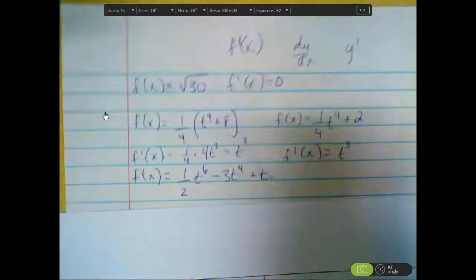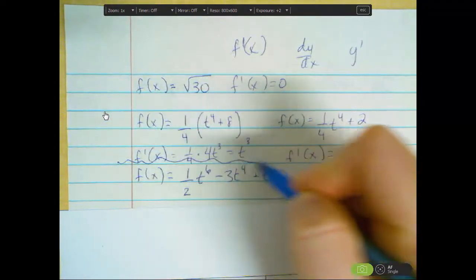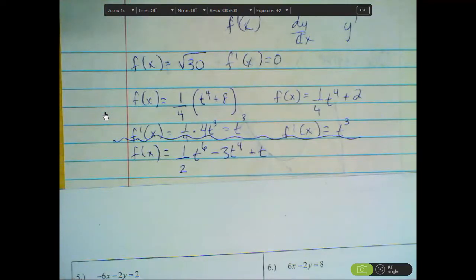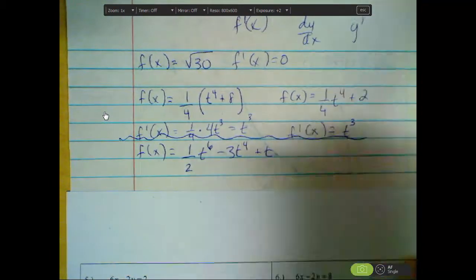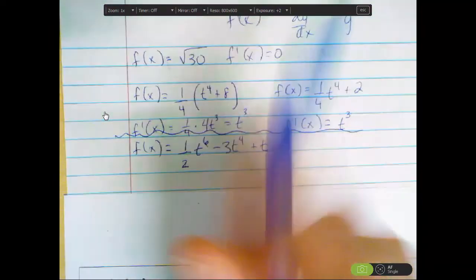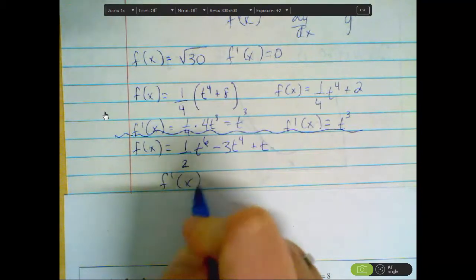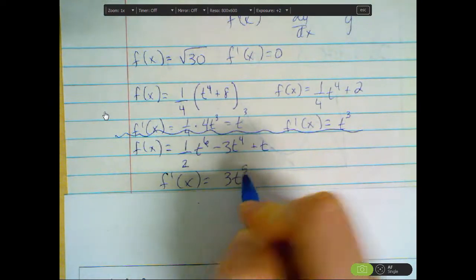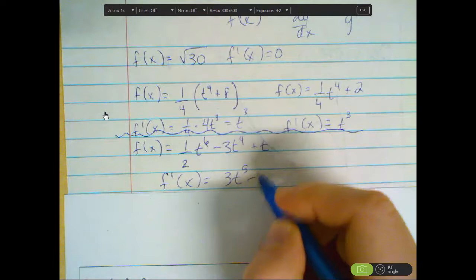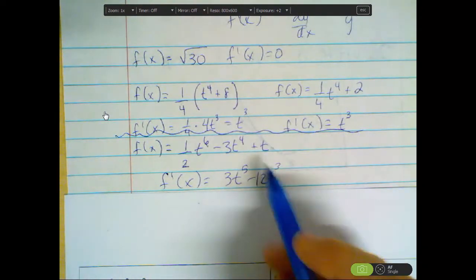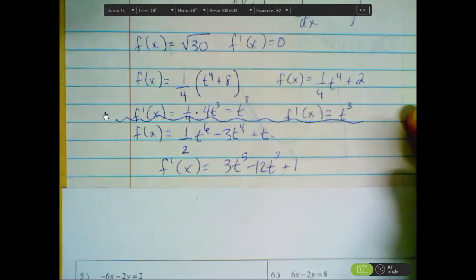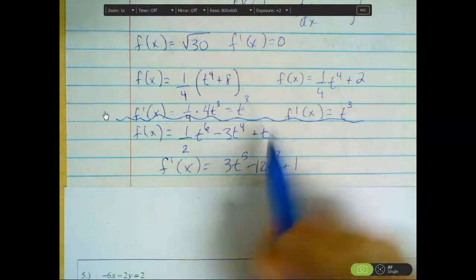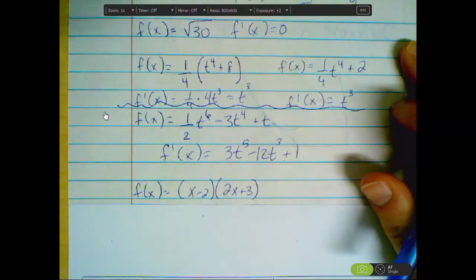Okay, next example. This is a new problem here. This is just the derivative of a difference and a sum, so you do each term separately. So I'm going to do 6 times 1/2, so I'm going to write f prime of x equals 3t to the 5th. 4 times 3 is 12 t cubed, and derivative of t is 1 plus 1. That's it. Imagine having to do the difference quotient for all that. Sorry I tortured you for so long.